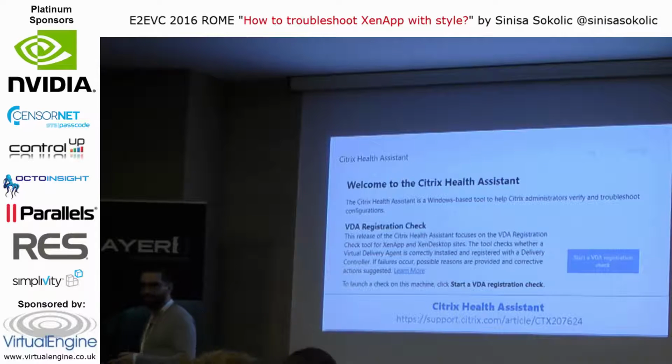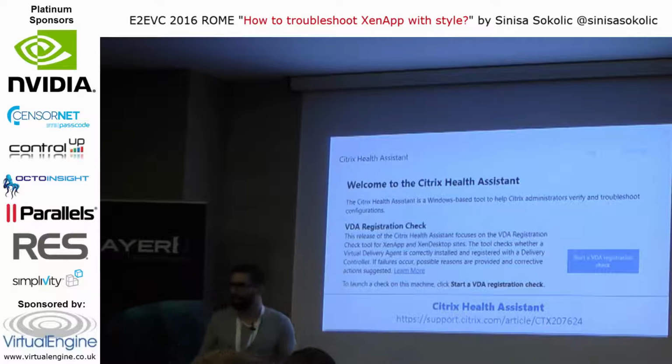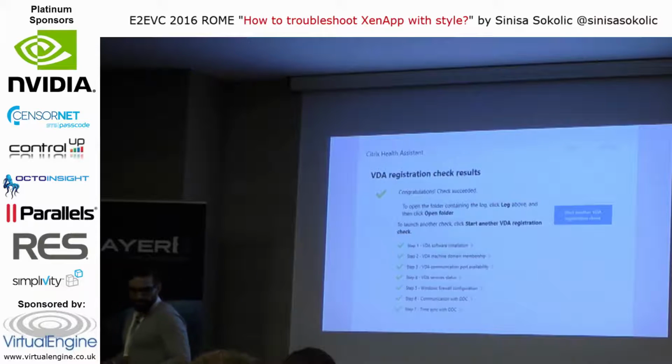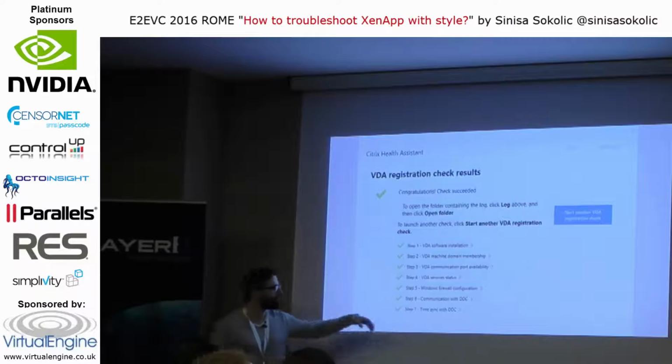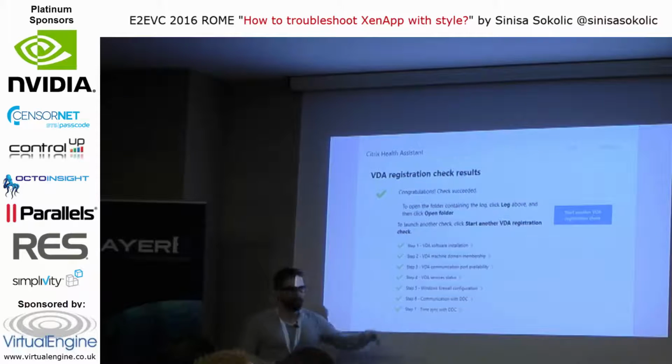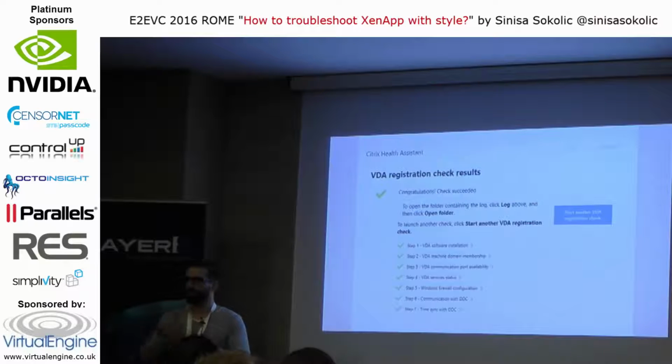So the first of all is the Citrix Health Assistant. It's a very simple tool. You just copy it to a VDA, start it, and when you run it, it will check for specific things like the service status, if your Windows firewall configuration is correct, and if you're communicating successfully with a delivery controller. That's a good starting point just to see, okay, is everything correct? And if it doesn't give you an idea about the problem, just move on.